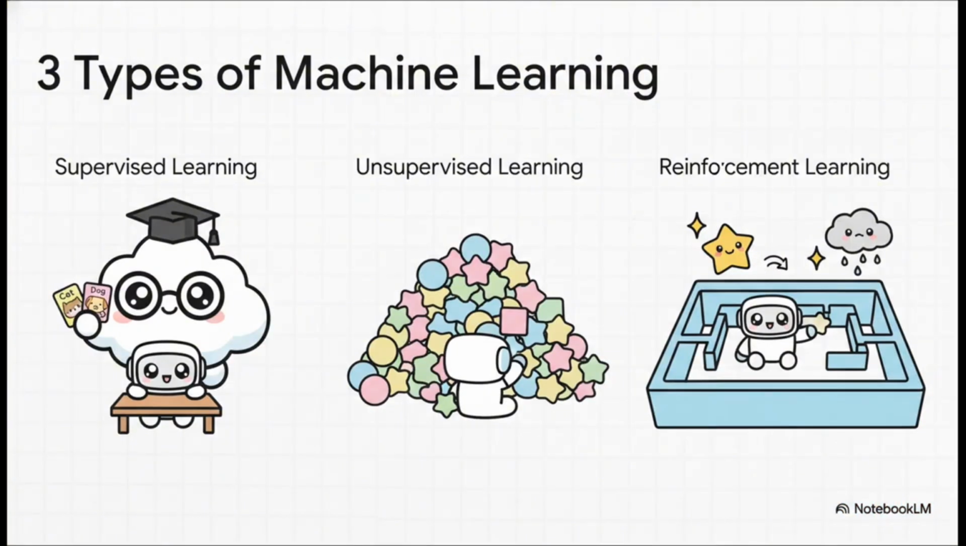All right, pop quiz for you. Can you name the three main types of machine learning? They are supervised, unsupervised, and reinforcement learning. So supervised is like teaching with flashcards. You're giving it labeled examples. Unsupervised is like letting a toddler loose in a room to just figure out patterns on their own. And reinforcement learning? Well, that's all about trial and error, learning from rewards and punishments.